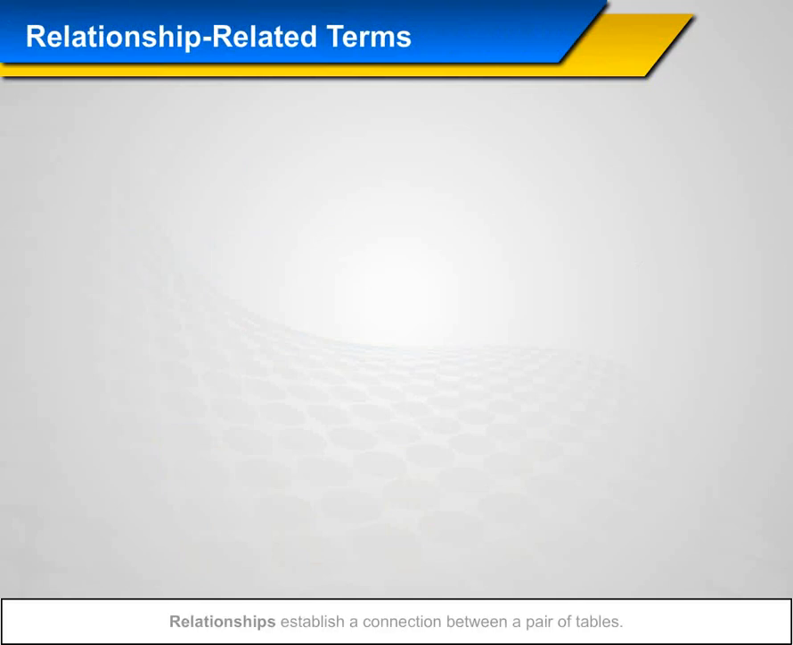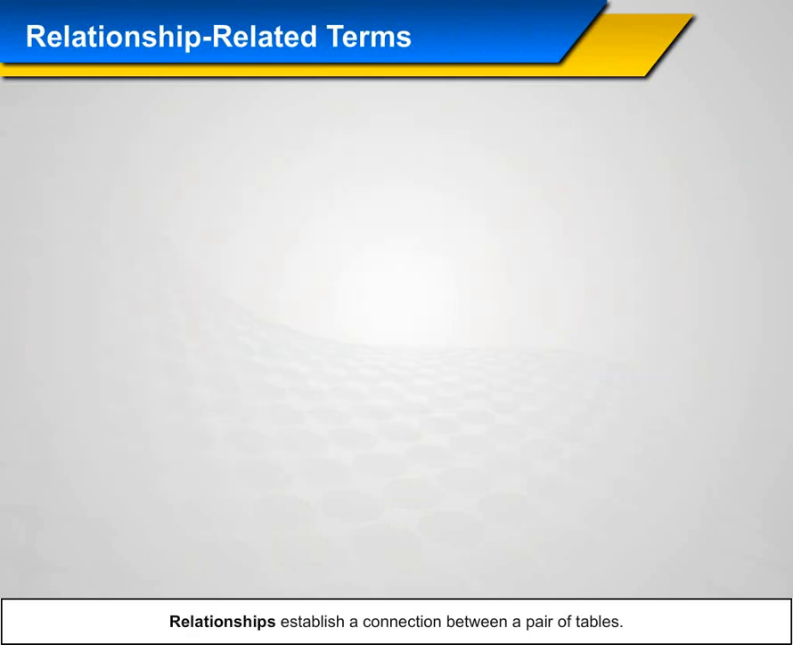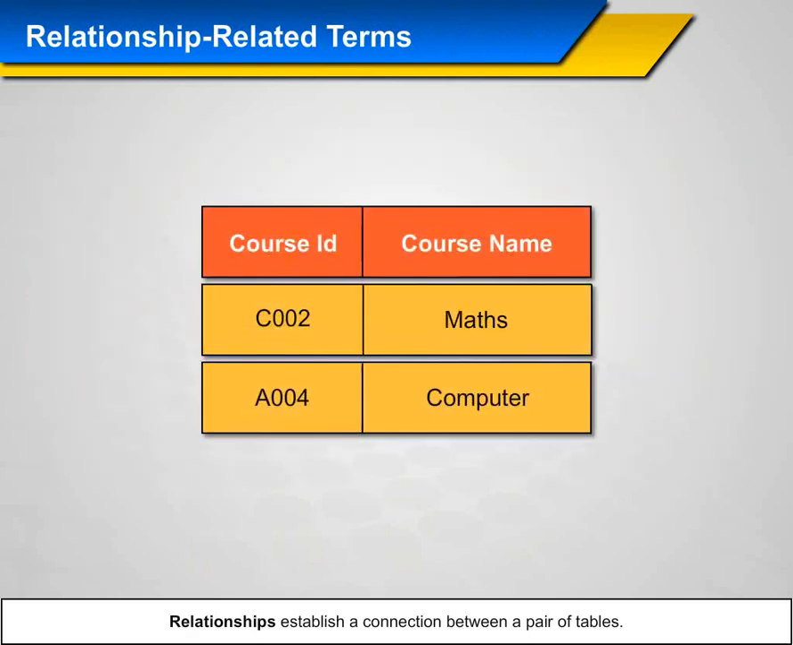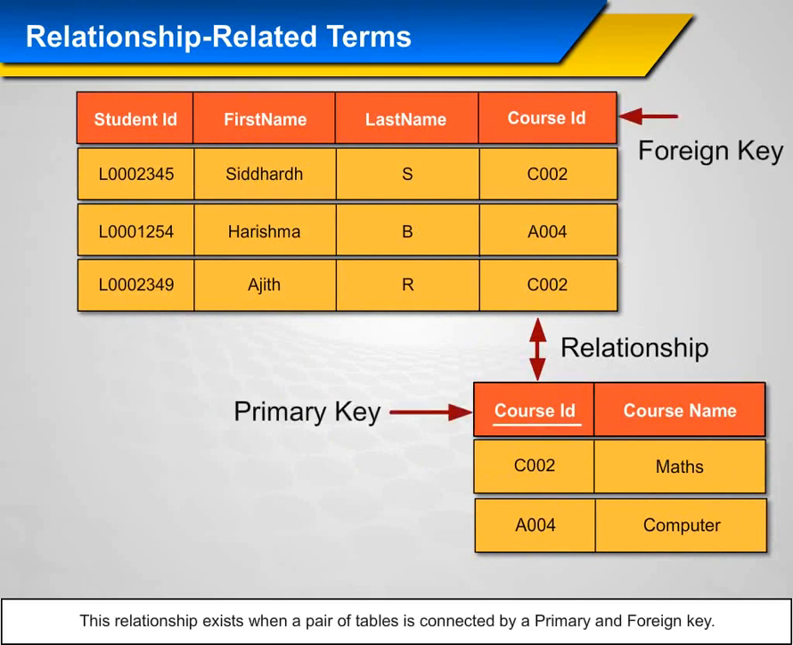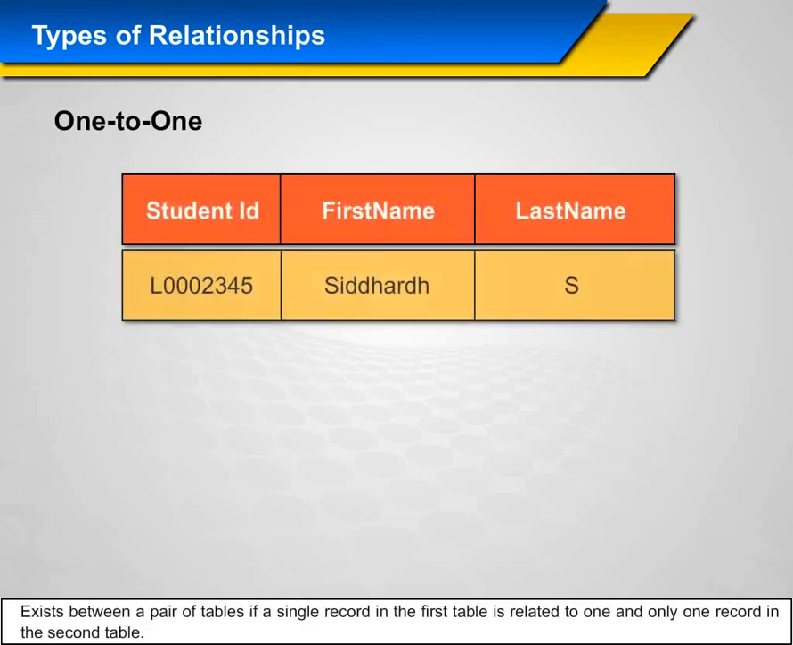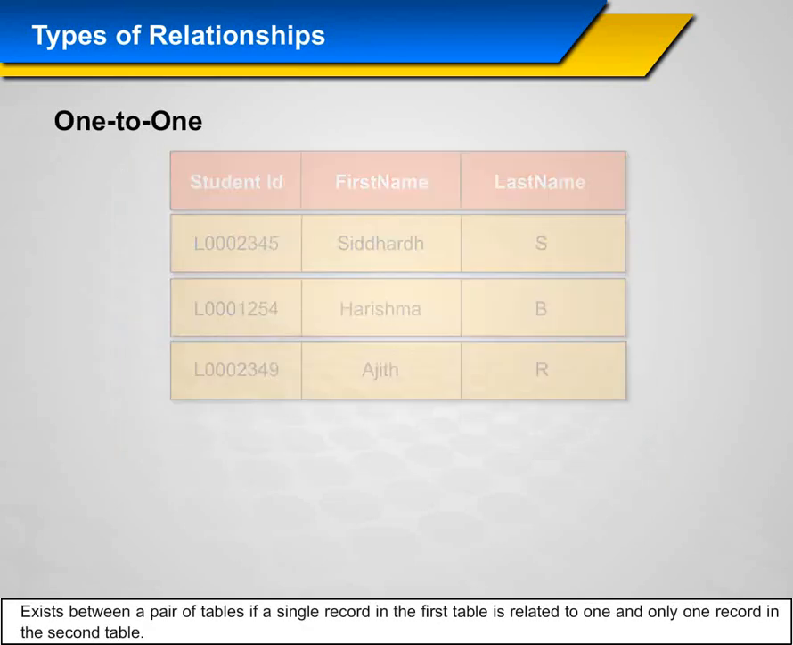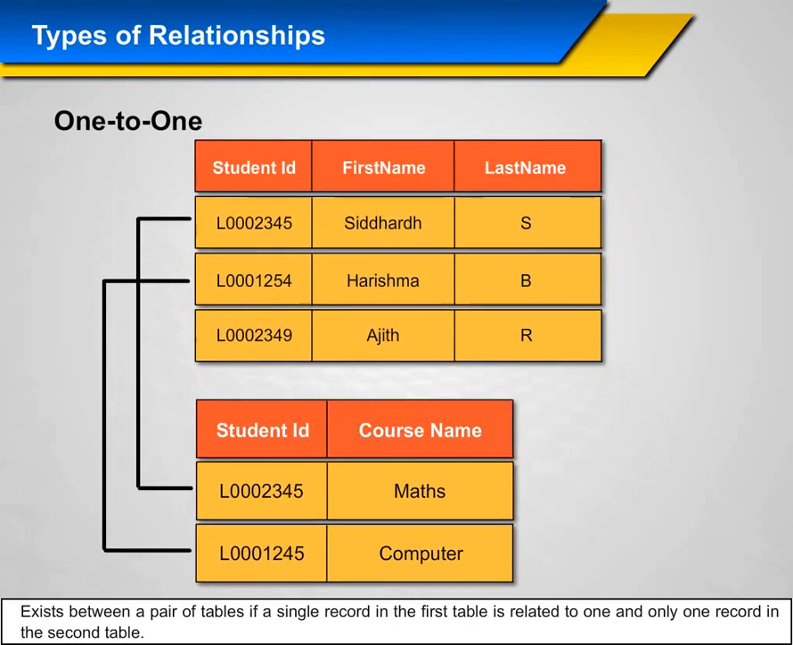Relationship-related terms. Relationship establishes a connection between a pair of tables. This relationship exists when a pair of tables is connected by a primary and foreign key. Types of relationships. One-to-one exists between a pair of tables if a single record in the first table is related to one and only one record in the second table.